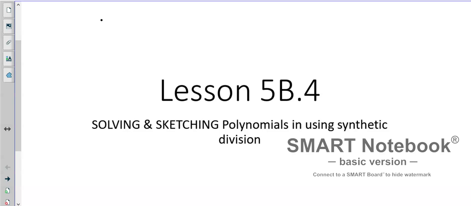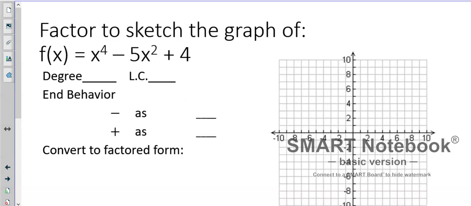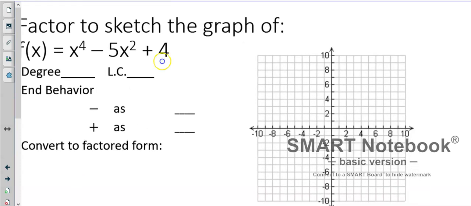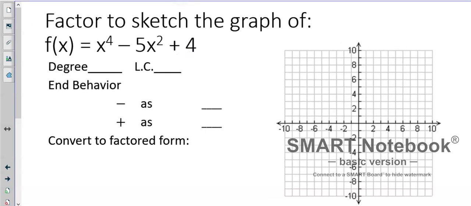All right, welcome to day 4, solving and sketching polynomials using synthetic division. Okay, factor to sketch. All right, so it is a trinomial. Sorry, don't know what happened there. So we're going to factor it.